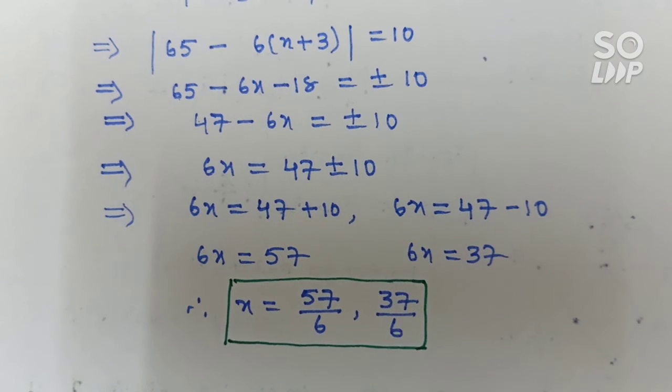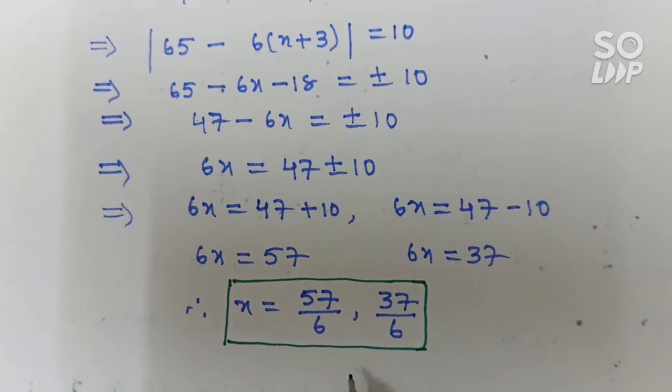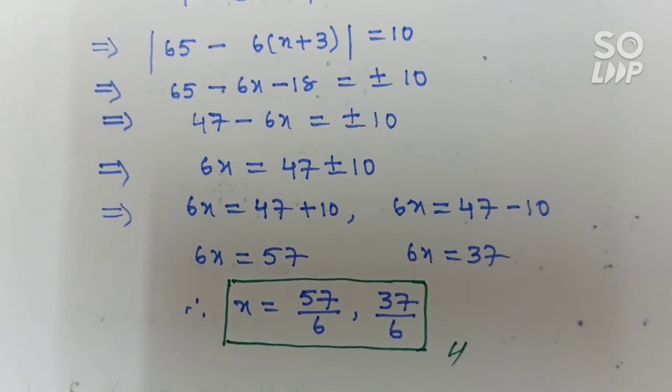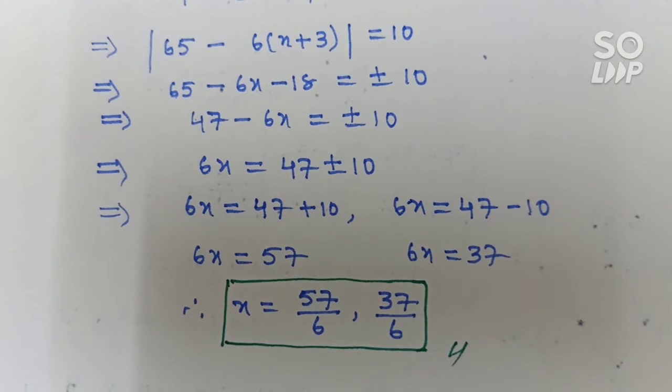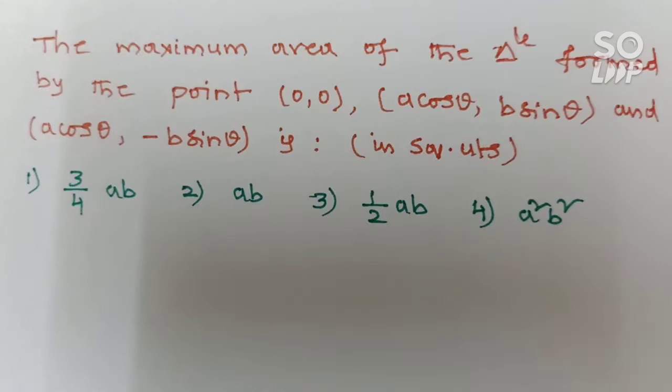Now what is the correct option? 57 by 6, comma 37 by 6. Option 3 is the correct answer. This one is the solution of this problem. Now we will see one more question.